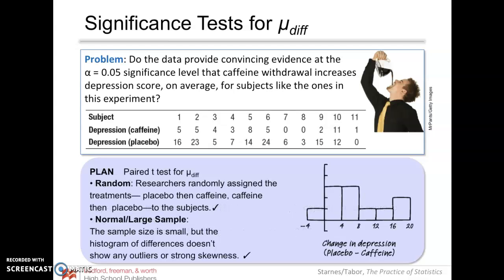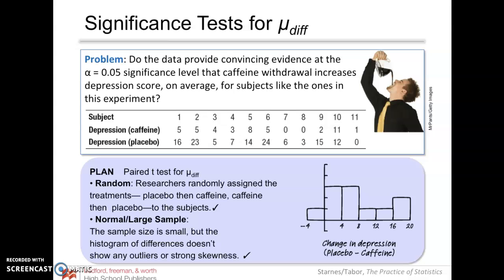We're going to, in the plan, state what type of inference we're going to use. And this is a paired t-test for mu sub difference. In random condition, researchers randomly assign the treatments to the subjects and the order of the treatments, because they had both treatments. And then the 10% condition does not apply.